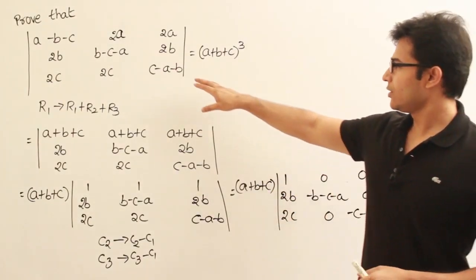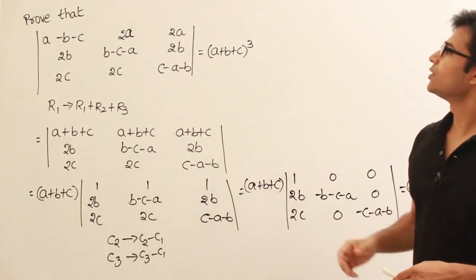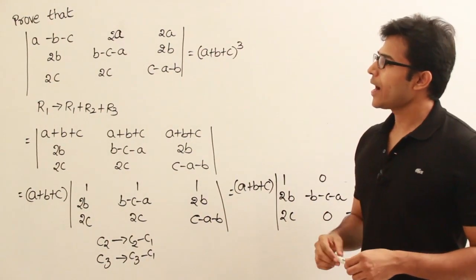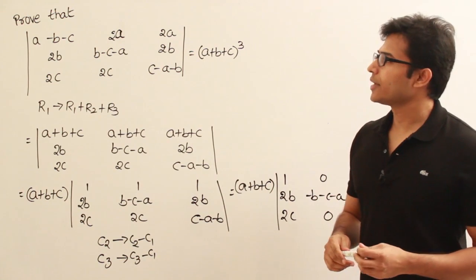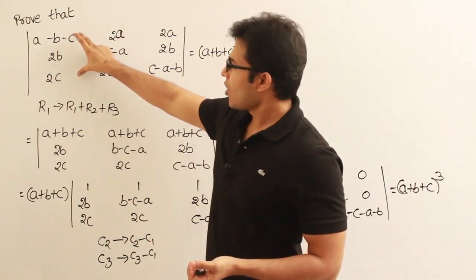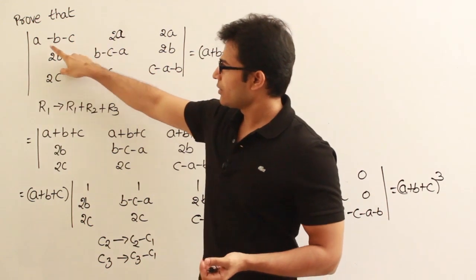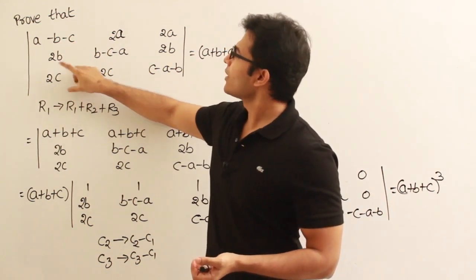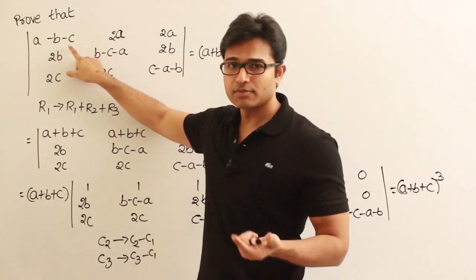Prove that the value of this determinant is (a + b + c) whole cube. Now if you observe this determinant, if you add all the elements of every column, the result is going to be the same. See this? If you add all these three elements, you get a - b - c + 2b + 2c, right? And if you add all of them, it is going to be a + b + c.